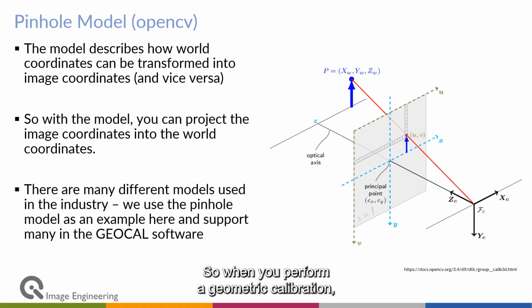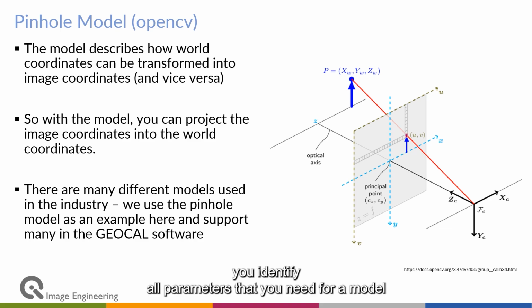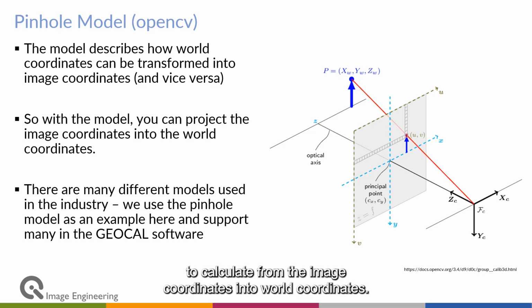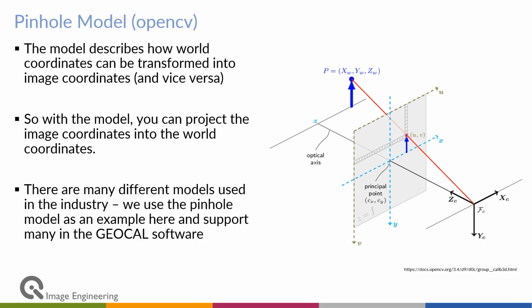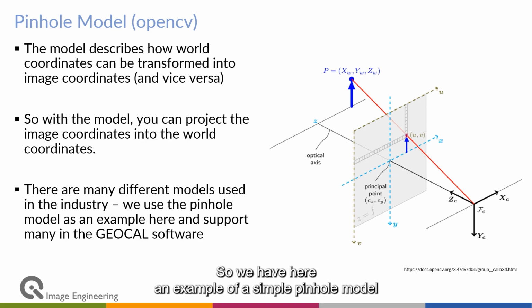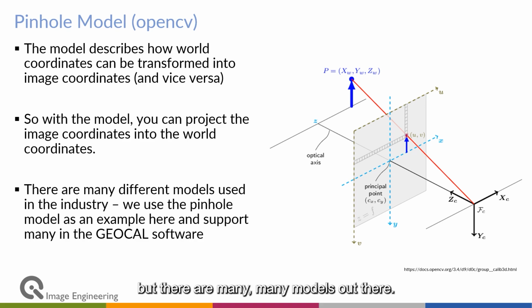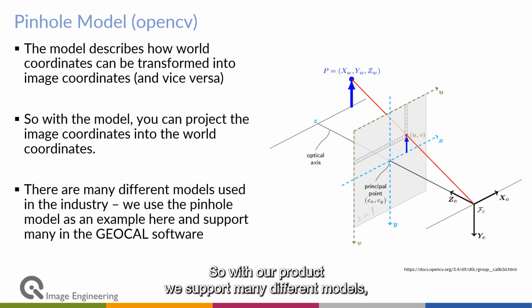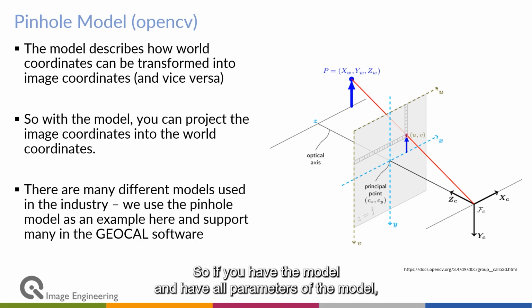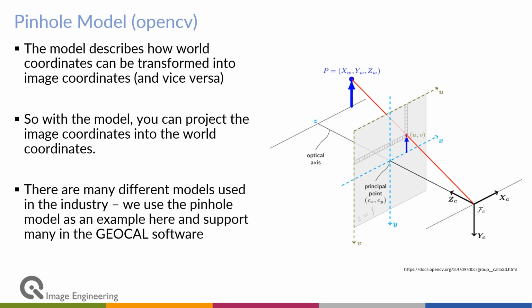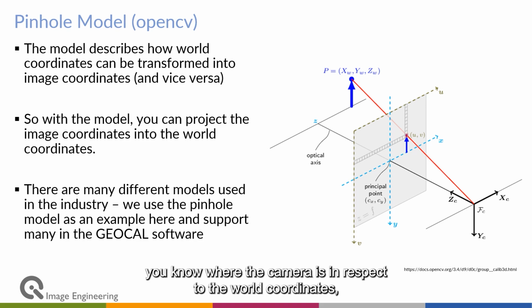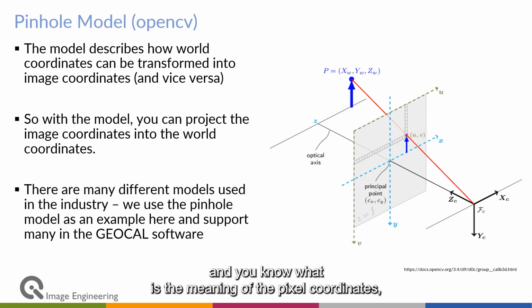calibration. So when you perform a geometric calibration, you identify all parameters that you need for a model to calculate from the image coordinates into world coordinates. So we have here as an example the simple pinhole model that is used also in OpenCV that is commonly used in the industry, but there's many out there. With our product we support many different models, but we use that here as an example. If you have the model and have all parameters of the model, you know where the camera is in respect to the world coordinates, and you know what is the meaning of the pixel coordinates so that you understand what does this mean in the real world.